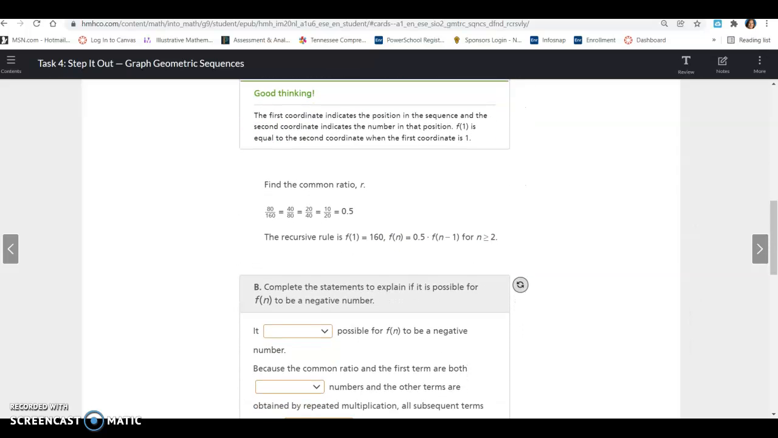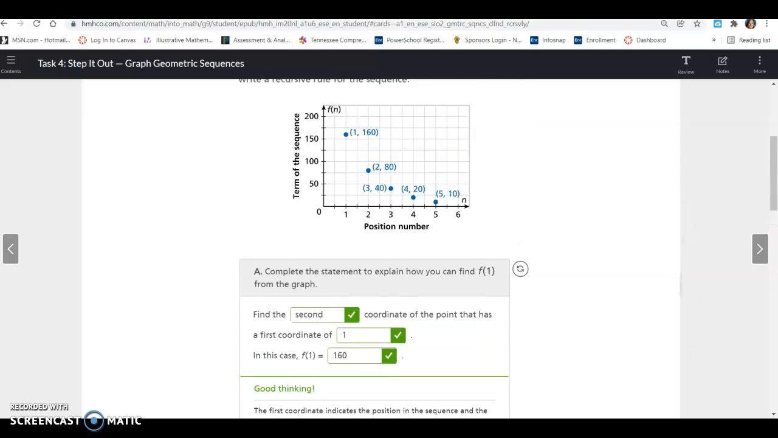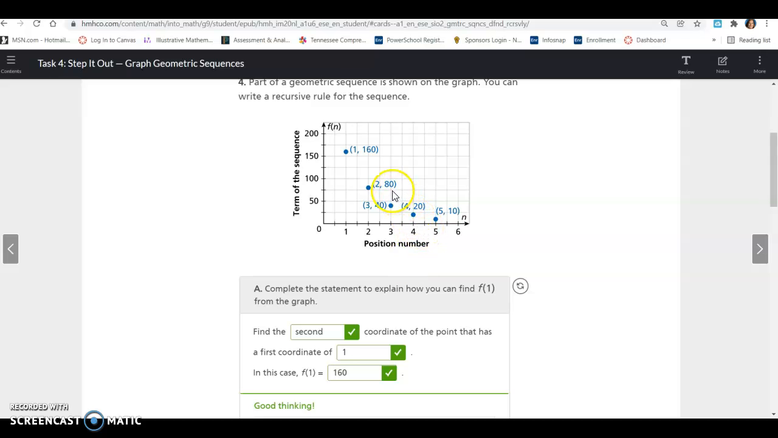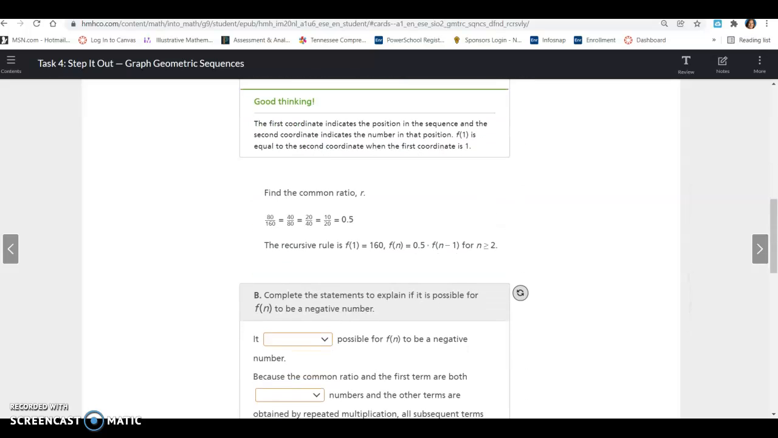All right, then find the common ratio. You can look at the y value divided by the previous y value, or in this case, f of n divided by f of n minus 1. So 80 over 160 is 0.5 or 1/2. 40 over 80 is a half. 20 over 40 is a half. 10 over 20 is a half. So if you look at those positions, you can see that each one of these equals 0.5 or 1/2.